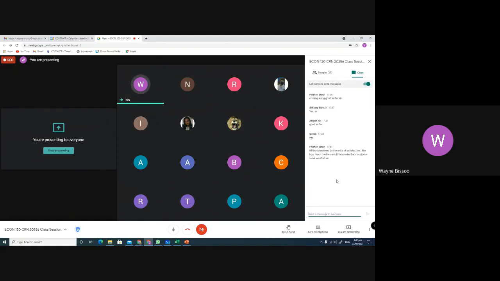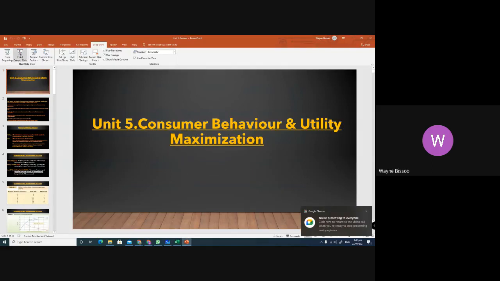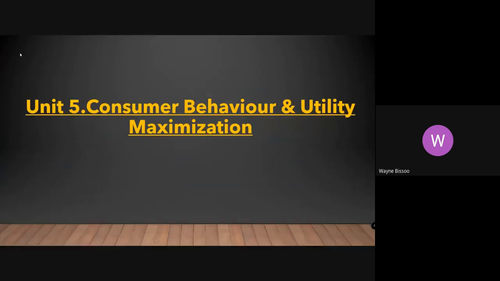So Mr. Singh says it'll be determined by the units of satisfaction, like how many doubles would be needed for a consumer to be satisfied. Yes, that's a perfect example of what we mean by consumer satisfaction. It'd be better if you were able to talk rather than chat. But as I said, can I get somebody whose microphone works to be able to read out the chats, please? Sure, no problem, sir.